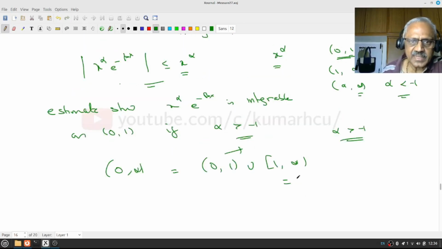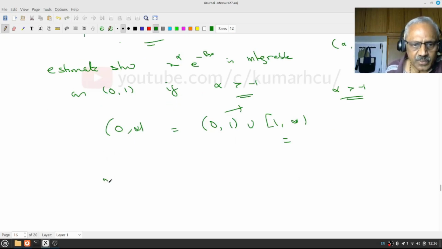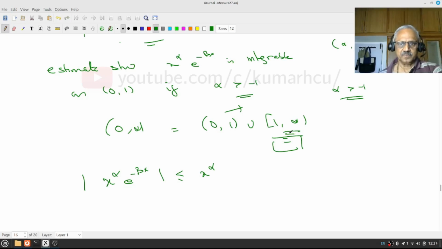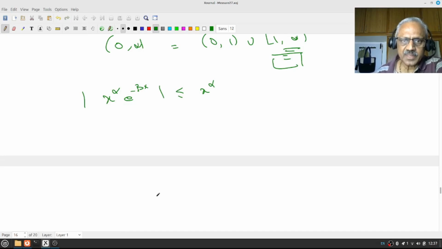As I said, this will not do. What will not do? The estimate that e to the power minus beta x x to the power alpha is less than or equal to x to the power alpha will not do to discuss integrability on this interval. So I need a somewhat more delicate estimate. Now, what is the idea?